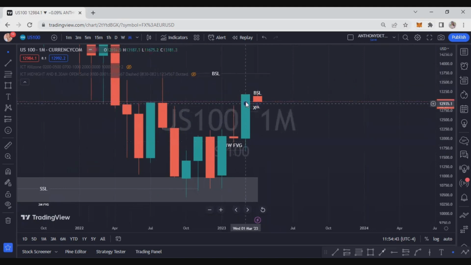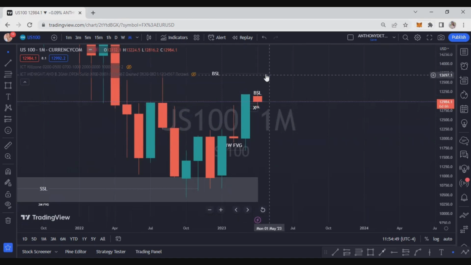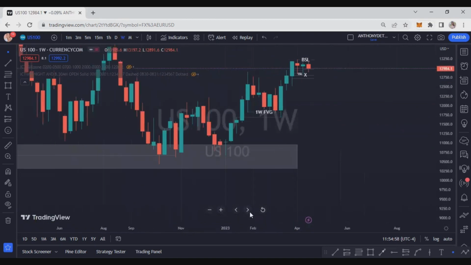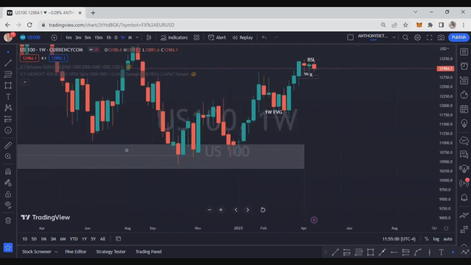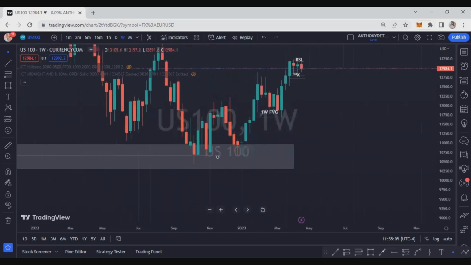So next, I'm expecting price to actually take out this buy side liquidity here. I'm expecting price to take out this buy side liquidity. So going to the weekly time frame, we could see here, after price took out this sell-side liquidity when it traded into the 3-month FVG, price gave a BMX here, slight BMX here.